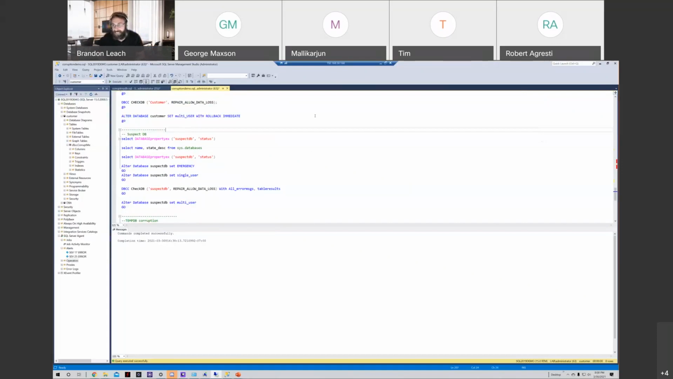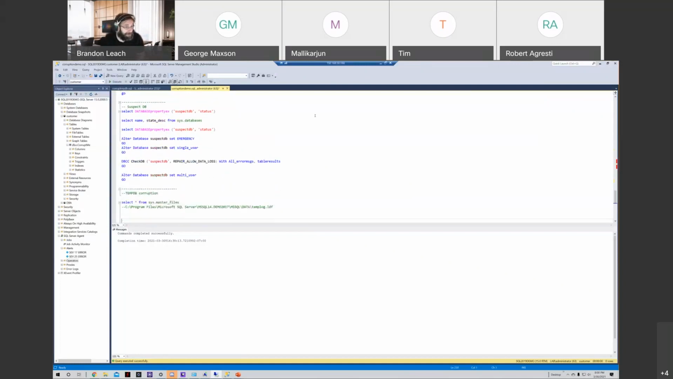There is an undocumented mode that can allow you to access a suspect database in some cases, and that is emergency mode. If you run this, it'll set a database into emergency mode. You can then go in there and check it out. But unfortunately, what you're effectively going to have to do is repair the database, and you will lose anything that is in the log file that hasn't been hardened to the data files yet. So that's something you do need to be aware of.